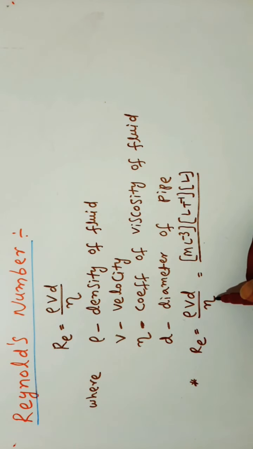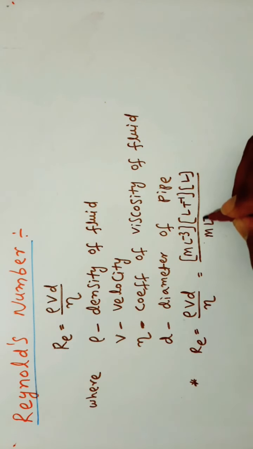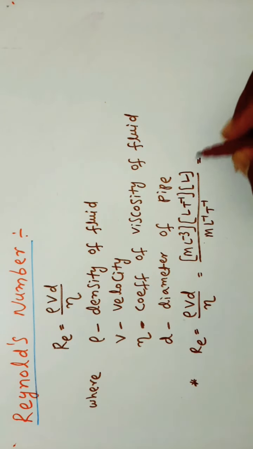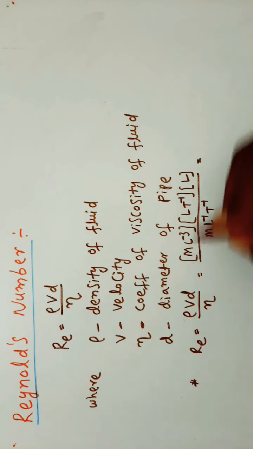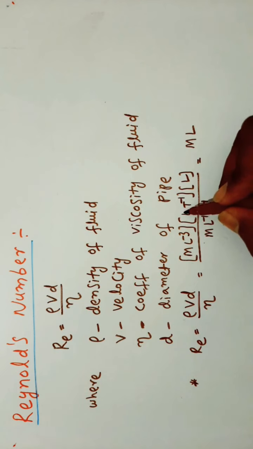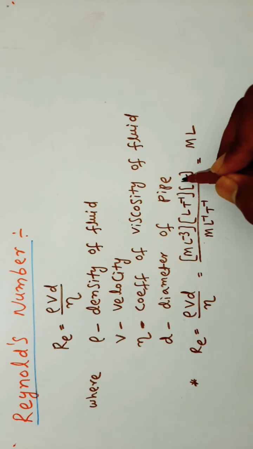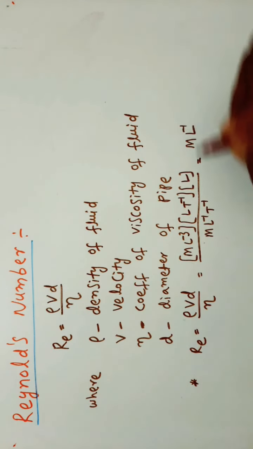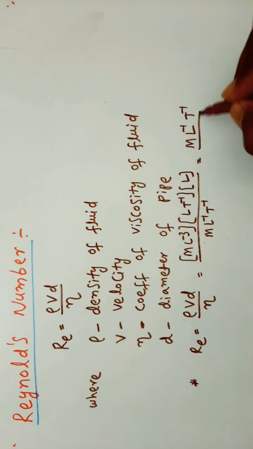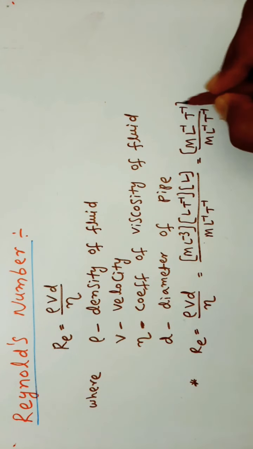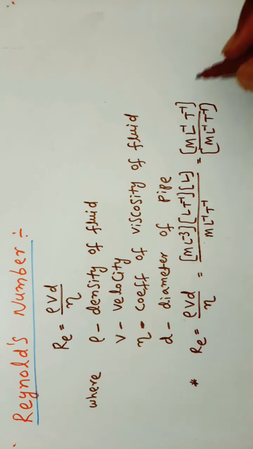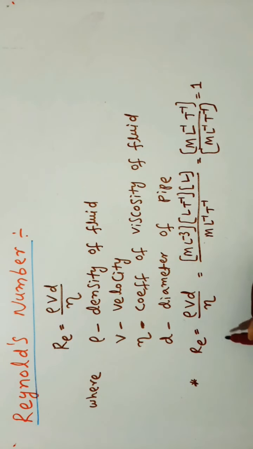So the dimension formula for the coefficient of viscosity is M L to the power minus 1 T to the power minus 1. So from this we can write M L to the power minus 3 plus 1 plus 1, so minus 3 plus 2, that is minus 1, T to the power minus 1, divided by M L to the power minus 1 T to the power minus 1. So here it is 1. Reynolds number is dimensionless.